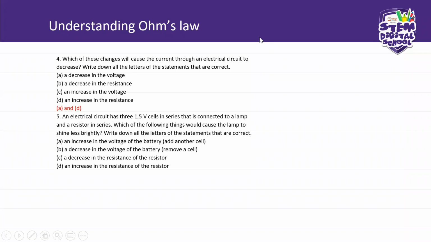Good. B and D. You're right. It's B and D. A decrease in the voltage of the battery and an increase in the resistance of the resistor is what will cause the light to shine less brightly.